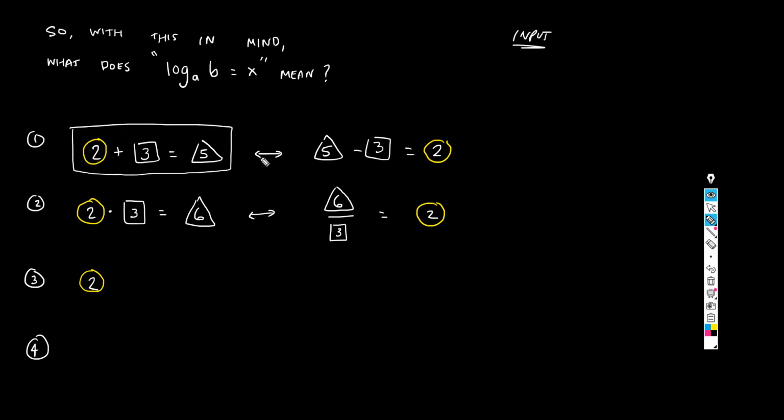Now, the equivalent statement to this is the following. 5 minus 3 equals 2. Can you see? All of this statement is equivalent to this one. I'm going to give you some seconds to think about that.